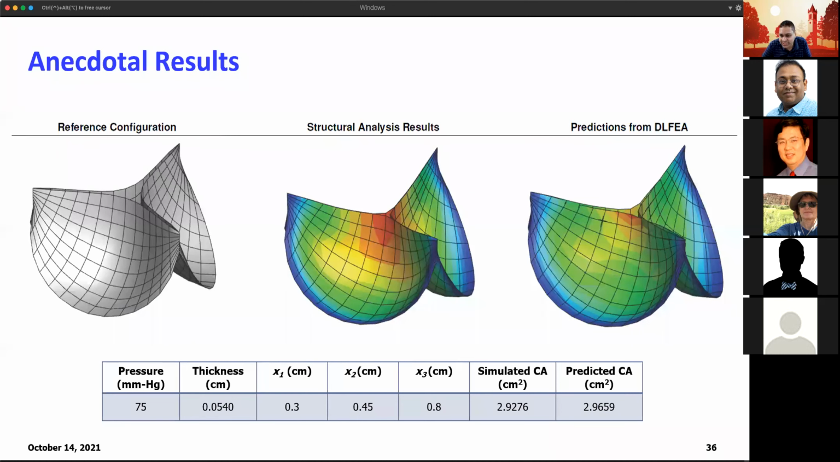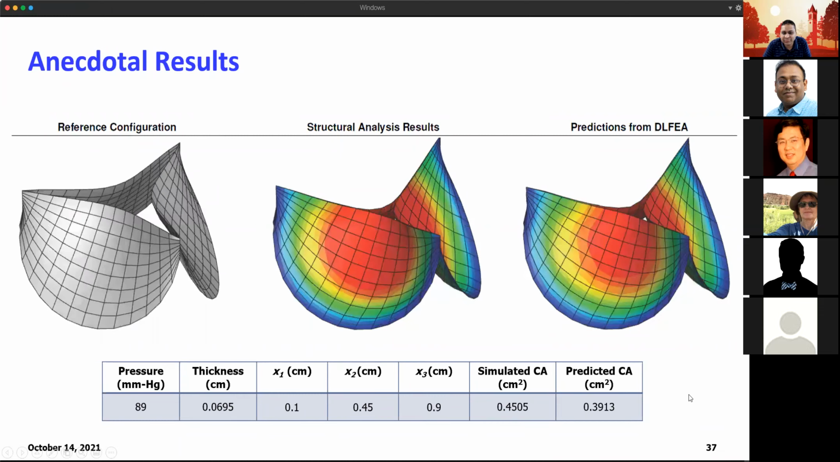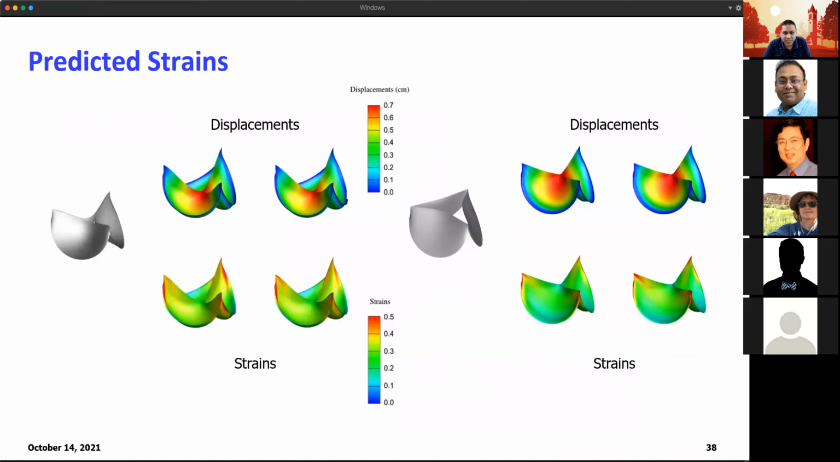And these are some of the results. You can see that the middle one is the actual simulation result, and the right one is the prediction. The predictions are really close for some of these anecdotal results. And not only can we predict the displacements, we can also predict the strains. Again, the strains can be seen to be much closer to the actual geometry results in this case.